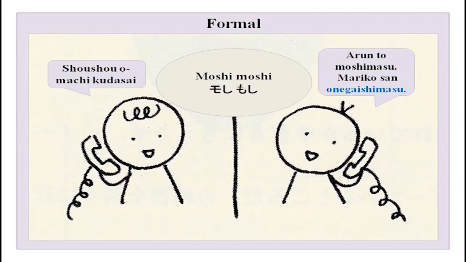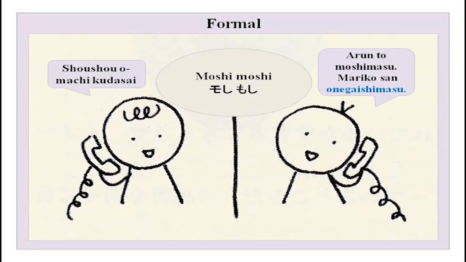There are other ways of requesting as well, but for the time being, we will do onegai shimasu. Now, when you are asking for someone, you say Mariko-san onegai shimasu, or X-san onegai shimasu, or A-san onegai shimasu, whomsoever you want to call over on the phone. So, now, what should the answer of the receptionist be? Well, shosho o machi kudasai, please wait for a minute, and the receptionist goes and checks.